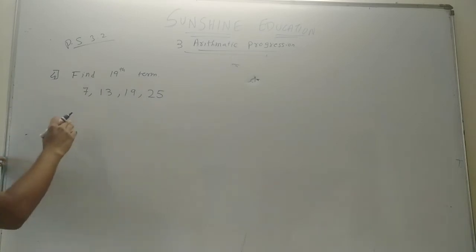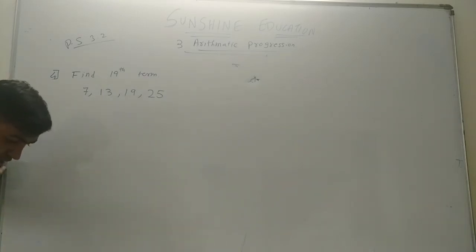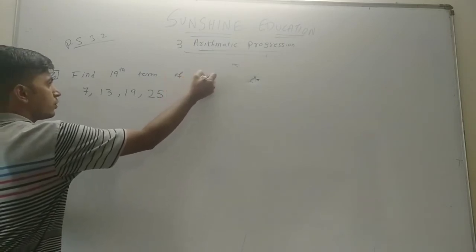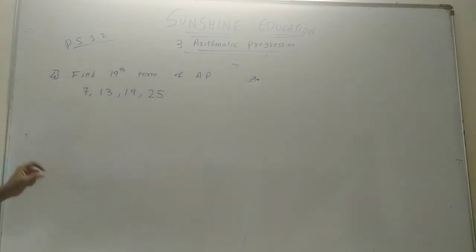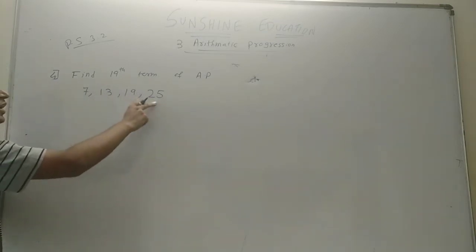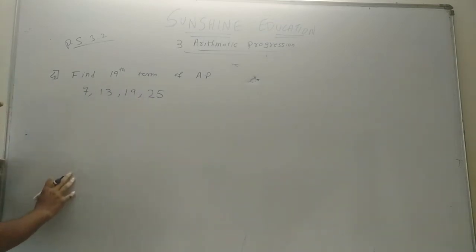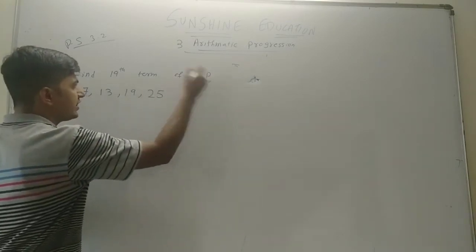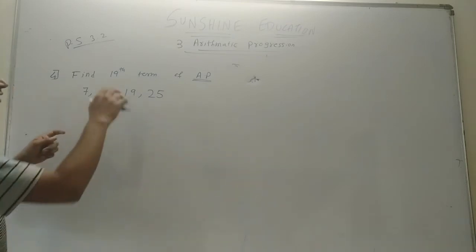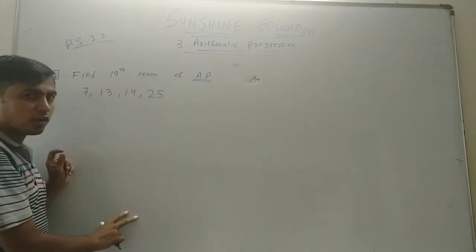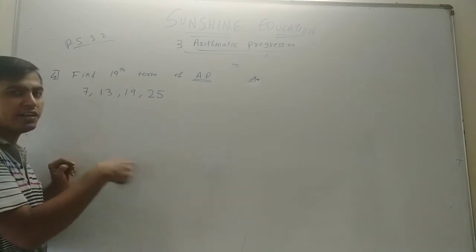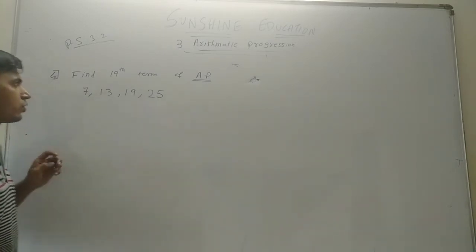First of all, what is given? Find the 19th term of an arithmetic progression. It means we know that it is an arithmetic progression, so we need not find T2 minus T1, T3 minus T2. If we do it, we will get a constant difference, because they have already said it is an arithmetic progression. But if the question says to check whether it is an arithmetic progression or not, we will check using the difference. If the difference is constant, we will write the statement that it is an arithmetic progression.